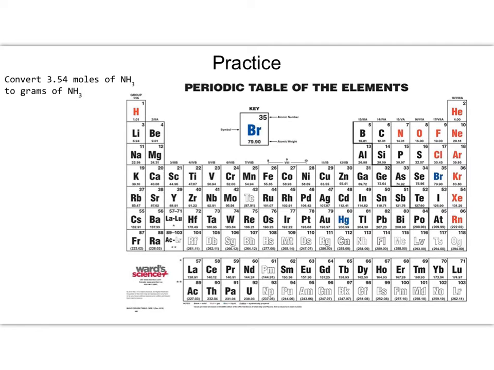Okay, convert 3.45 moles of NH3, which is ammonia, to grams. So this time we're going the other way, from moles to grams, but we have a compound, so we need to figure out the molar mass first. Nitrogen has a mass of 14, and hydrogen has a mass of 1, but there's 3 of them, so we multiply that by 3. So 14 plus 1 times 3 is 17, right? 14 plus 3.